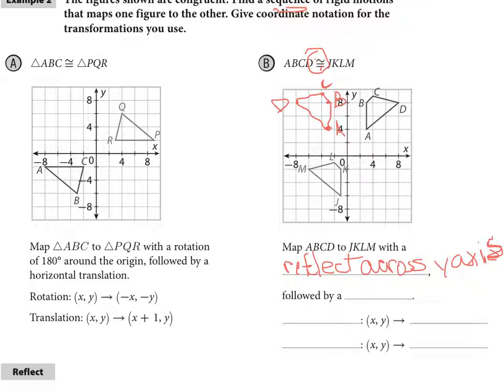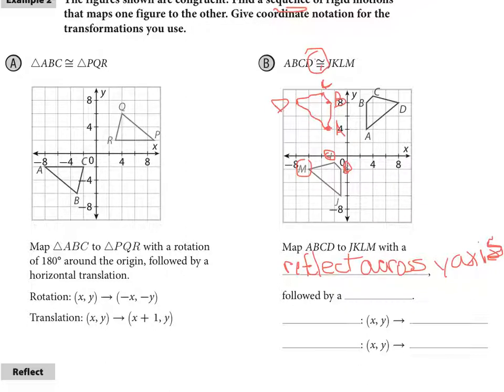Okay, now let's think here. What happens now? Well, all the points are in the same spot, right? I mean, K looks like it's where B is, L looks like it's where C is, M, and J looks like where A is. It looks to me like they just moved.